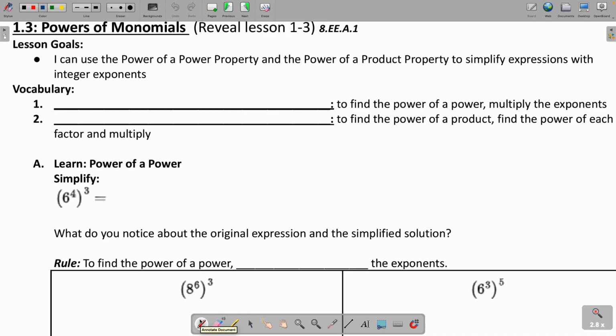So the first one says, to find the power of a power, multiply the exponents. So they're kind of already telling you what it is. It's the power of a power rule. So the next one says, to find the power of a product, find the power of each factor and multiply. So that is the power of a product rule.